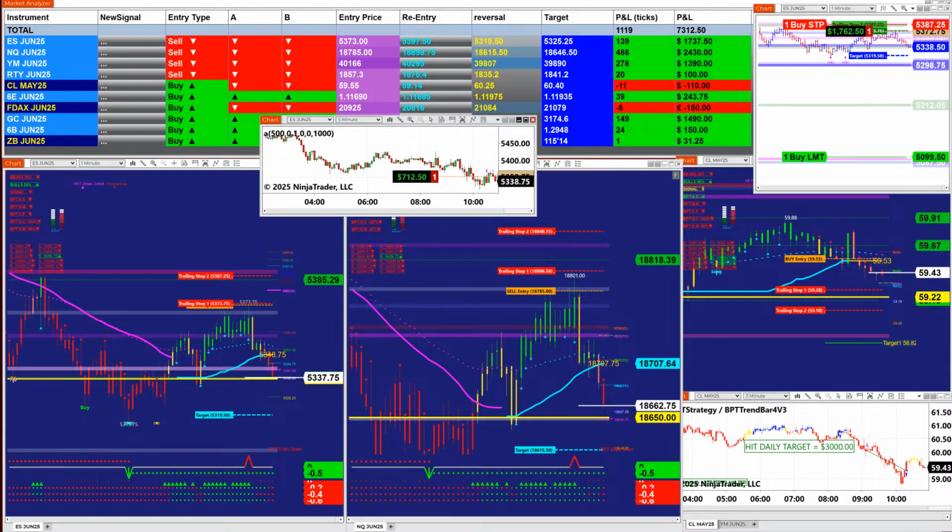And this is the difference. It depends what kind of trader you are, if you want it to be aggressive or you want it to be conservative. So you don't have to deal with the trailing stop loss.